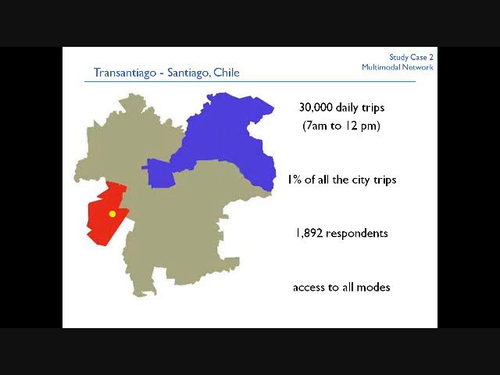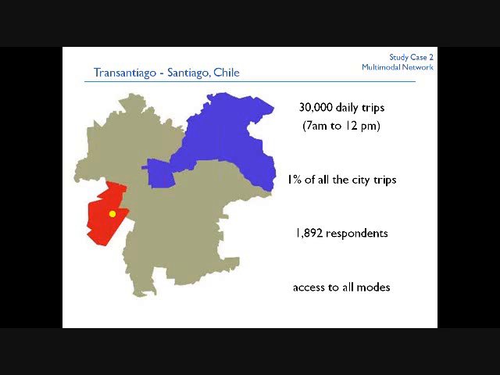We conducted a survey at the yellow dot here in the figure. This point of the city is called Plaza de Maipú, in the south of the city. Nearly 30,000 daily trips are made in the morning from 7 a.m. to noon. And this is 1% of all the trips in the city in this period, which is quite a lot. Just imagine that in only one point of the city, 1% of all the trips either begin or transfer. So this point was really efficient in terms of data collection.